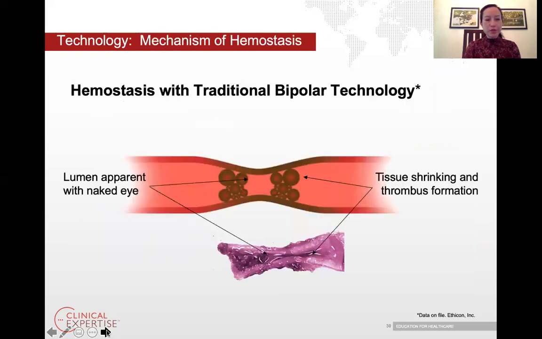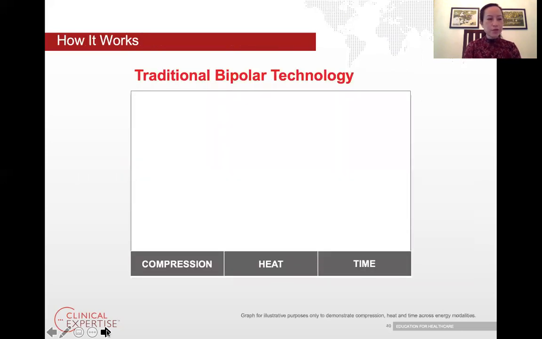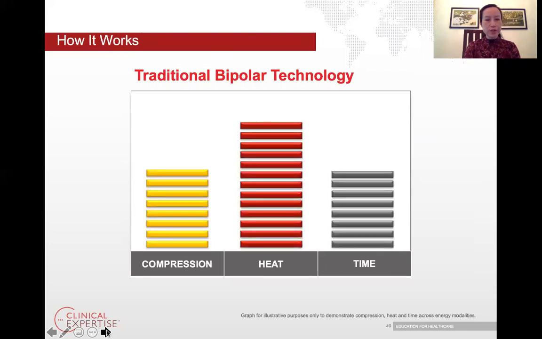Traditional bipolar devices are not used to effect cutting. They can be used to effect hemostasis, which, if you recall, is achieved through heat, time, and compression. Traditional bipolar devices maximize the use of heat and moderate compression to denature proteins and coagulate vessels, but as you can see from the diagram, might not effect true sealing of the vessels. To summarize, in comparison to monopolar energy, traditional bipolar energy is characterized by increased compression, high heat, and increased application time.